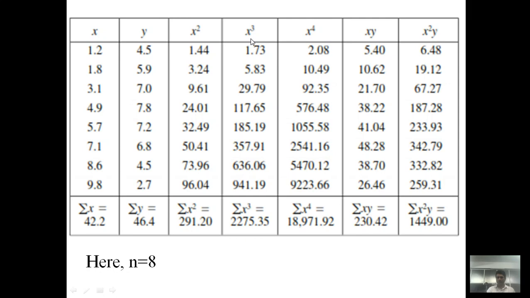Similarly, as per our requirement, we have to construct the columns x cube, x raised to 4, xy, x square y, and find out the sum of each and every column. So we have to get the first, second, third, fourth, fifth, sixth, seventh summation. And here the set of data points is 1, 2, 3, 4, 5, 6, 7, 8. So total 8 data points, so n is 8.